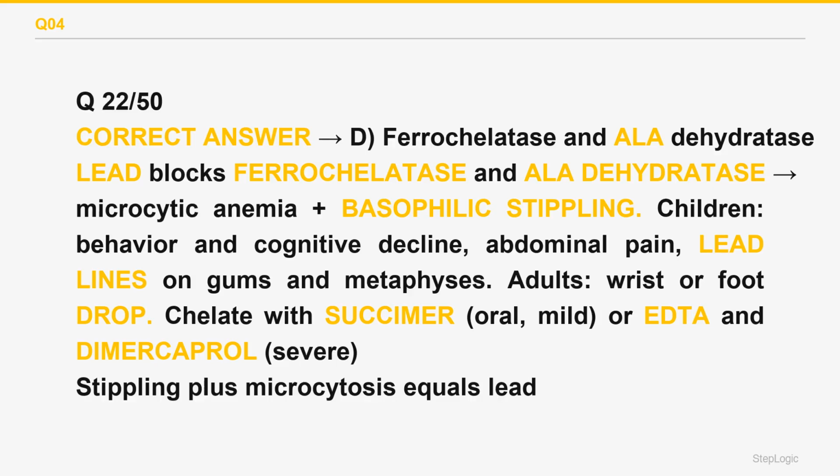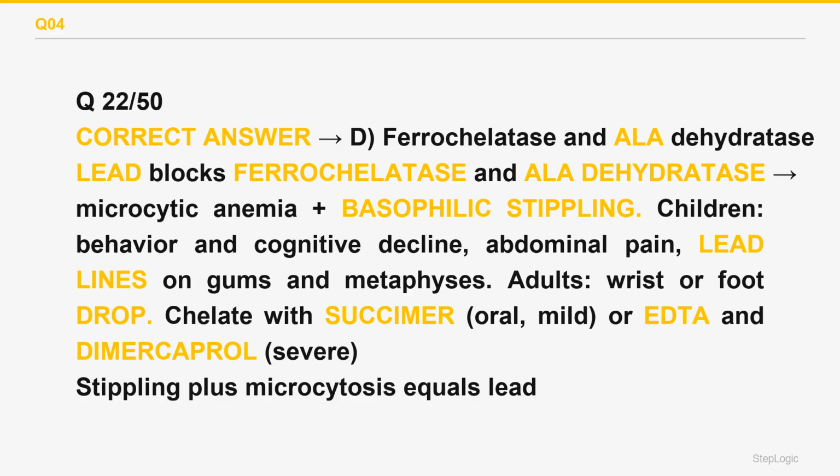The clinical presentation differs by age in a way the exam exploits. Children show cognitive and behavioral decline with abdominal pain, and radiographs may show dense lead lines at the metaphyses, while adults more often show a peripheral motor neuropathy with wrist drop or foot drop.